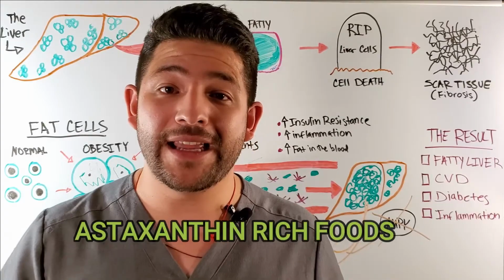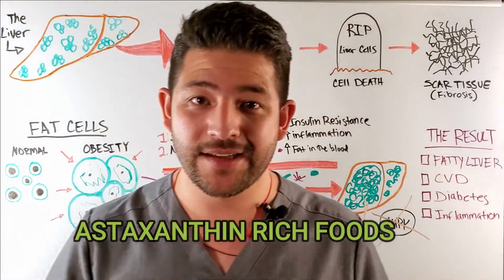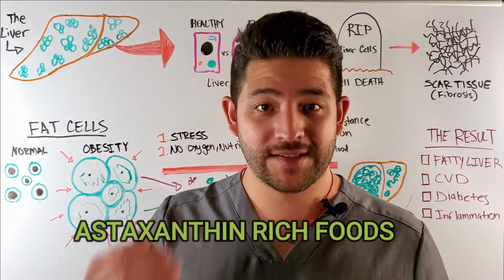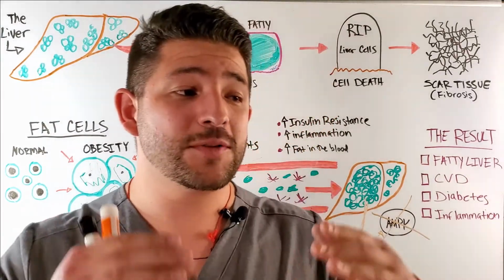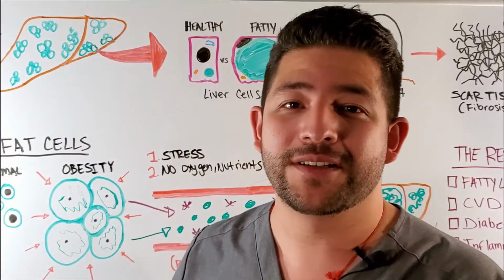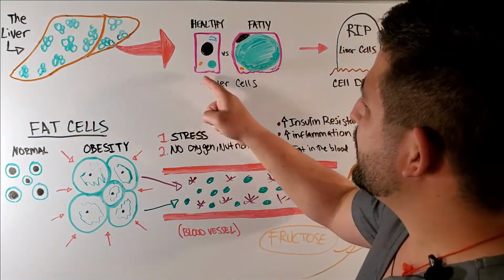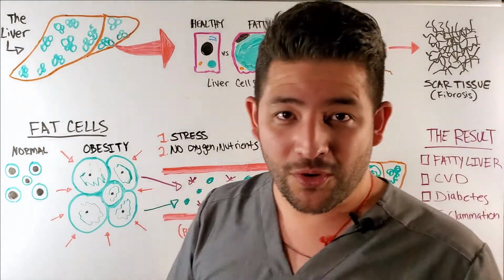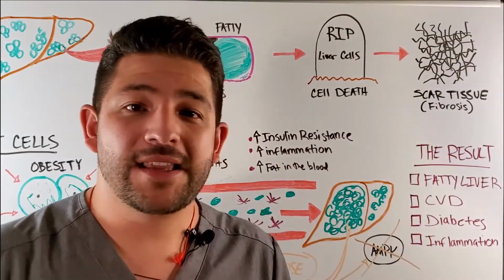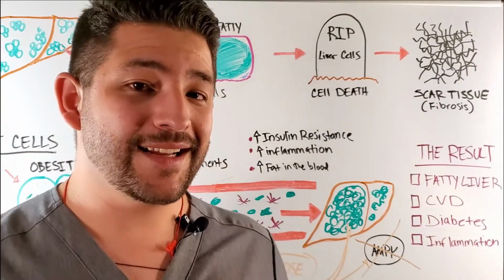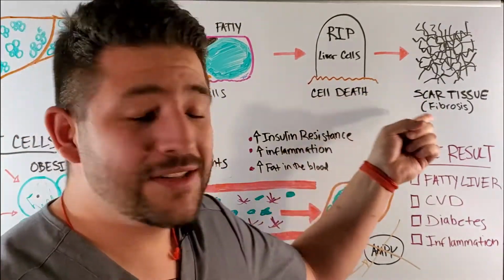Number 1, start eating astaxanthin-rich foods such as nutritional yeast, salmon, shrimp, etc. Now, astaxanthin is a very powerful antioxidant that is shown to be 100 to 500 times more effective than vitamin E in protecting your liver cell membranes from being destroyed when you have a fatty liver. The other thing that it does, it also prevents the activation of what are called stellate cells, which are responsible for turning your liver cells into scar tissue.